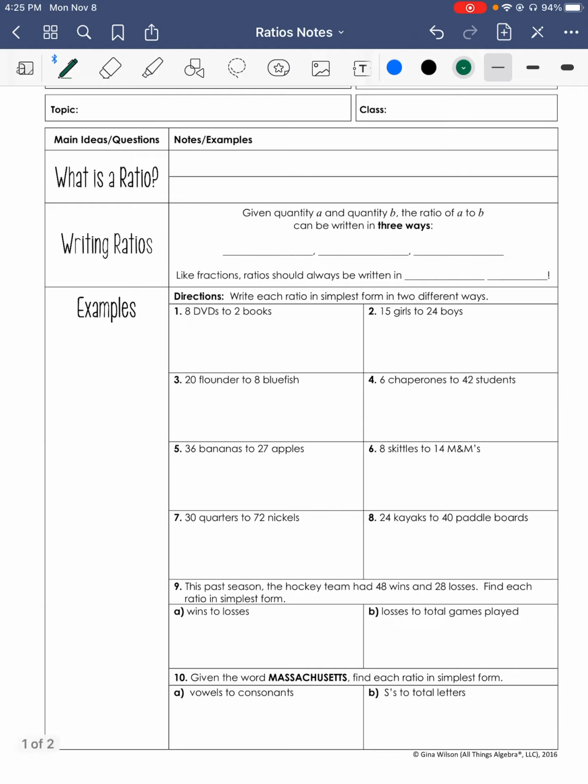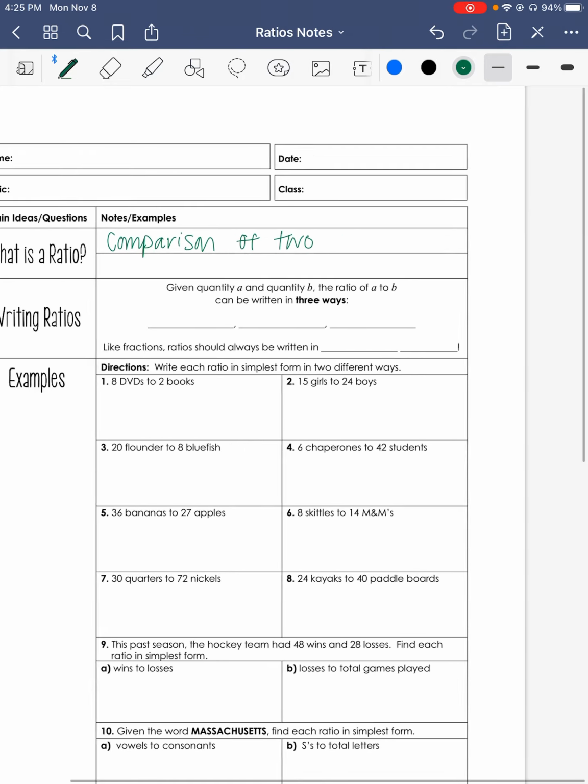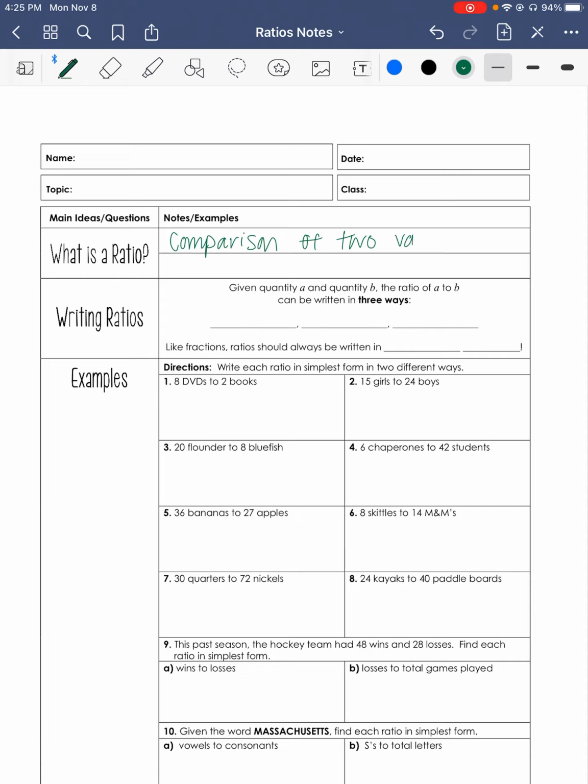Okay, so a ratio is a comparison of two values. Okay, so you should have these pages of notes already in your notebook. A ratio is a comparison of two values, and we can write these ratios in a couple different ways.